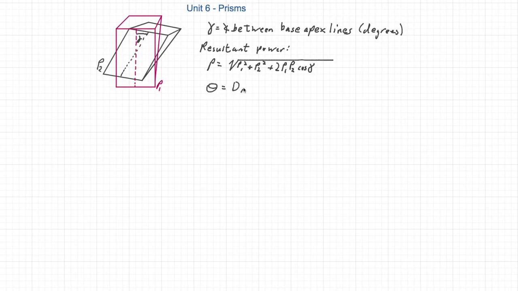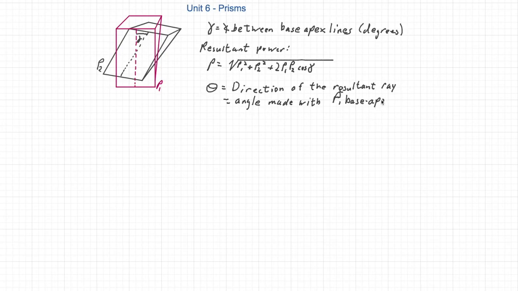Now, there's an angle of the resultant ray of where the image is formed. As you saw in the video, that chair moved in all sorts of different directions. So again, you can figure this with vectors. I'll show you in Unit 6P, but if you'd rather plug into a formula, this is it. So theta is defined as the angle with respect to the P1 base apex line, and the tangent of theta equals P2 times the sine of gamma divided by P1 plus P2 cosine gamma.